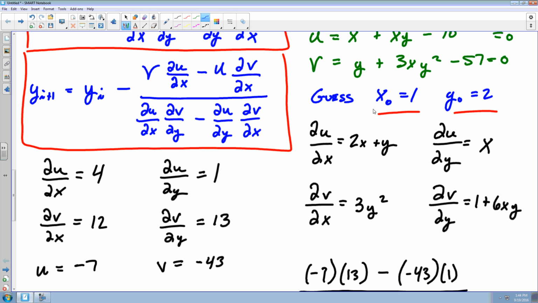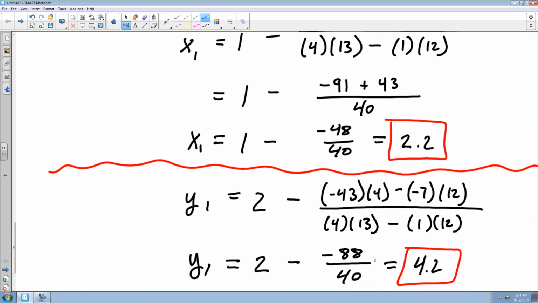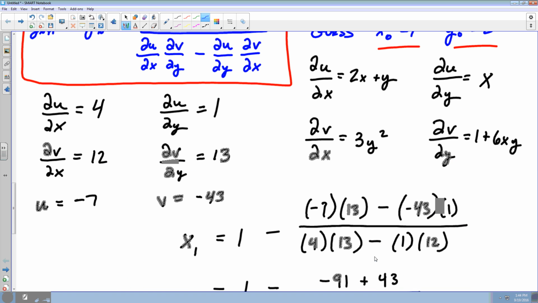You all see that? On the next iteration, partial u with respect to x is not 4 anymore. Partial u with respect to y is not 1 anymore. In fact, partial u with respect to y is x, right? You see it over there on the right? Partial u with respect to y is x. So partial u with respect to y is now going to be equal to 2.2. If you do it again, just trying to make sure we're clear here, that's now going to be 2.2.